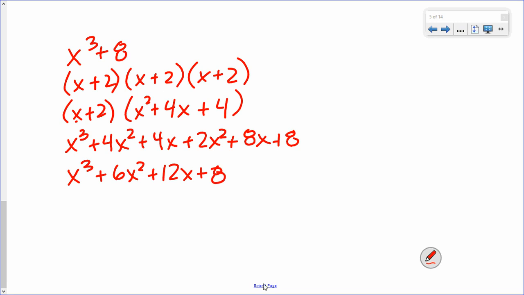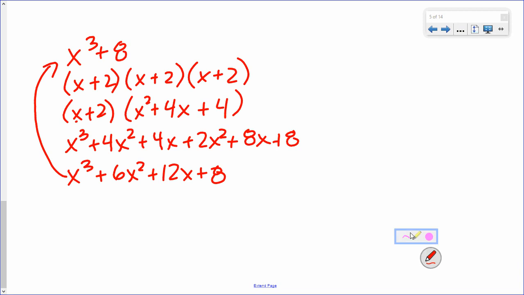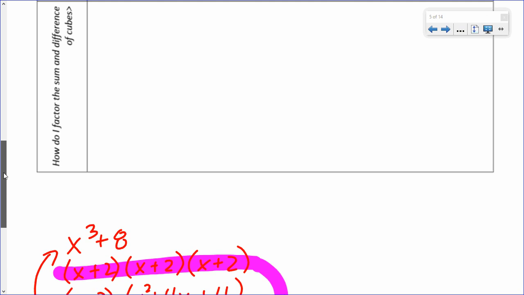Okay, you can see that when you FOIL this out, you don't get x cubed plus 8. You get x cubed plus 6x squared plus 12x plus 8. So this right here, let me get my highlighter and say very clearly, this is not the factored form. Okay, it just doesn't work. It doesn't become x cubed plus 8. So I want everybody to see that that doesn't work. So when we're factoring these, we have a different sort of method that we're going to use. It's a little more complicated than just x plus 2 times x plus 2 times x plus 2.